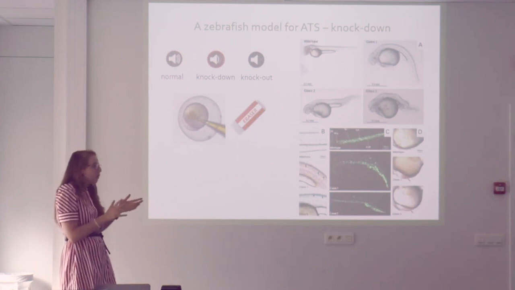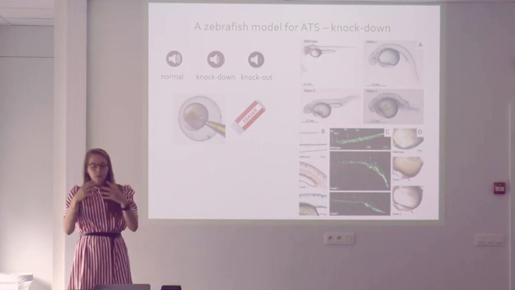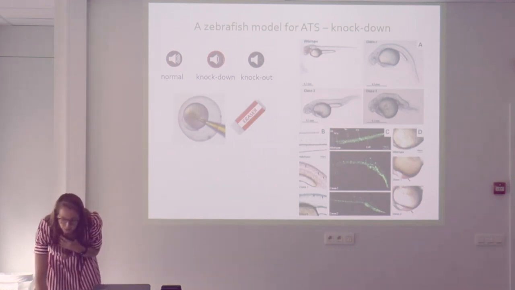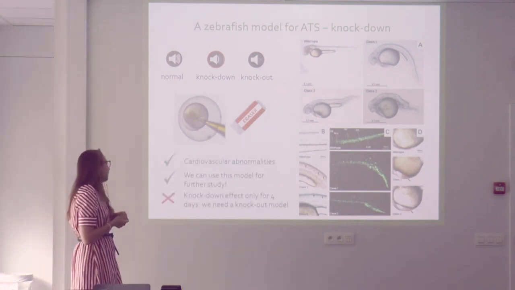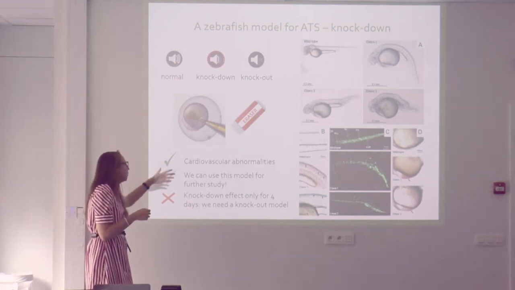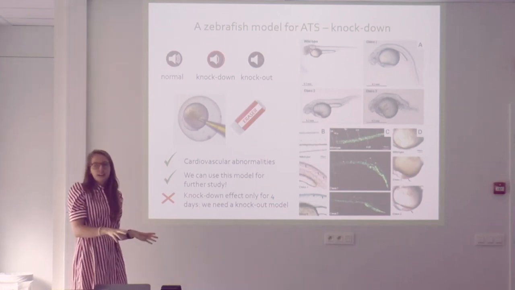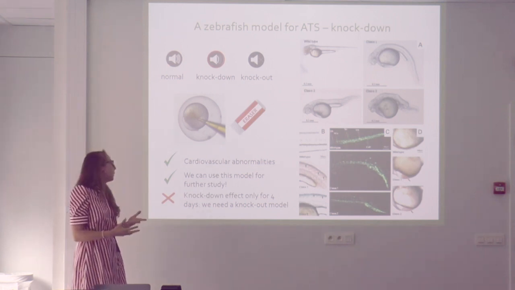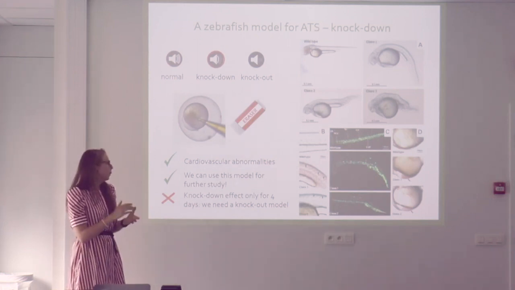We don't only look at the model and see what's wrong. We use the model to collect tissue and do further research in the lab, which is maybe a bit too advanced. So I will not go into detail. Unfortunately, this model has also a bit disadvantages. So we see the abnormalities. We can use this model for further study, but the disadvantage is that the knockdown effect only lasts for 4 days. So we can study the fish in early development, but we cannot use the fish to study the disease in later stages. So that's a disadvantage.